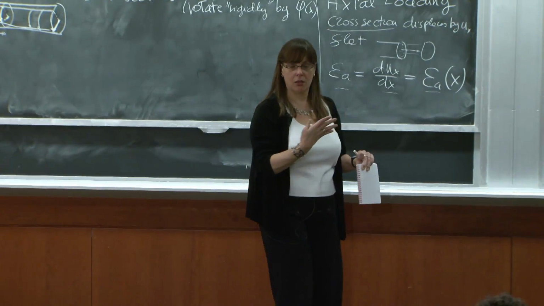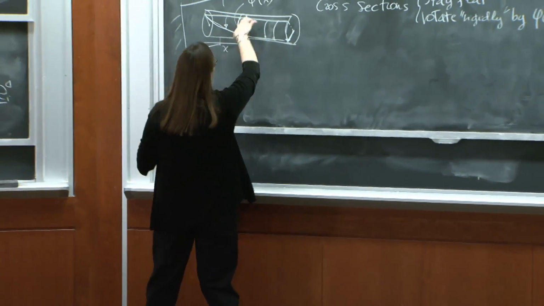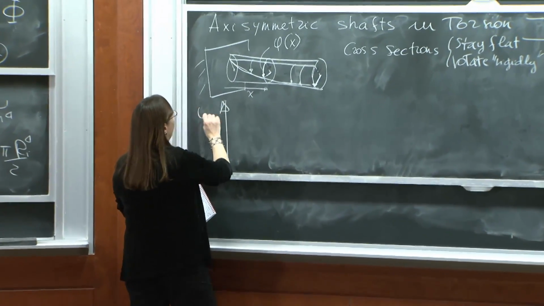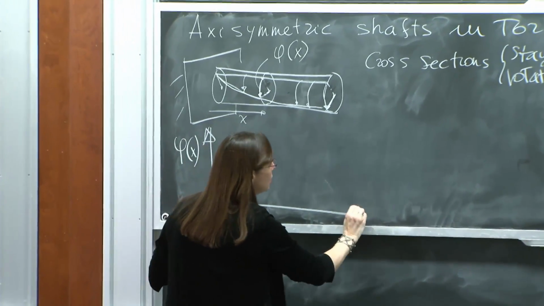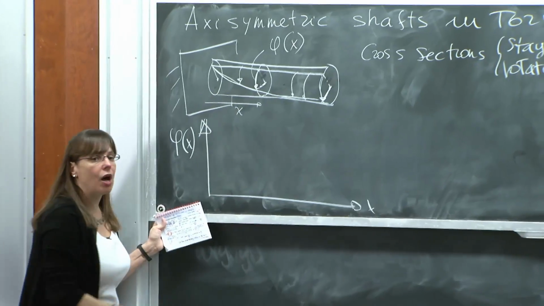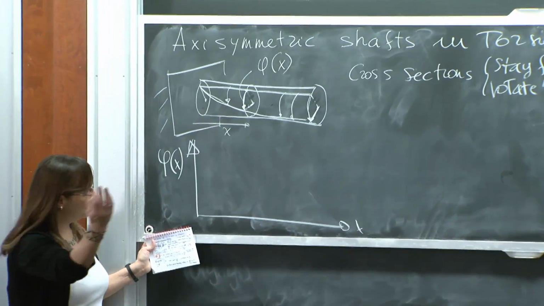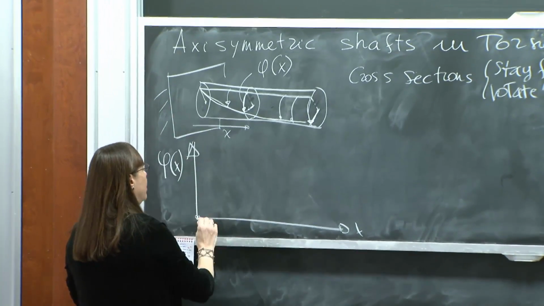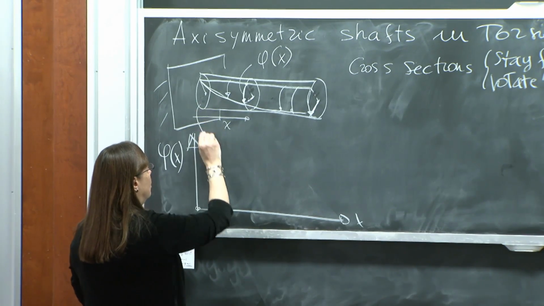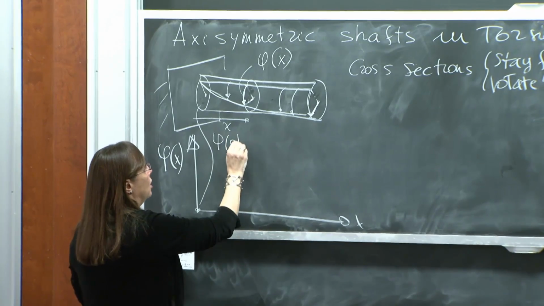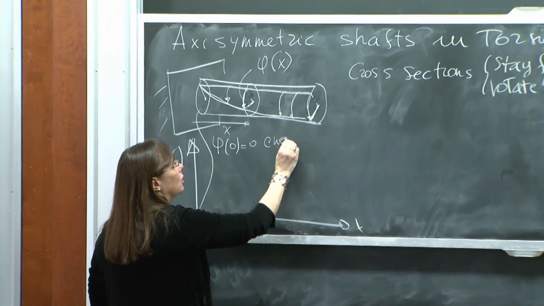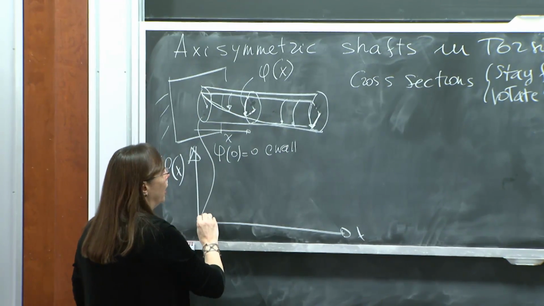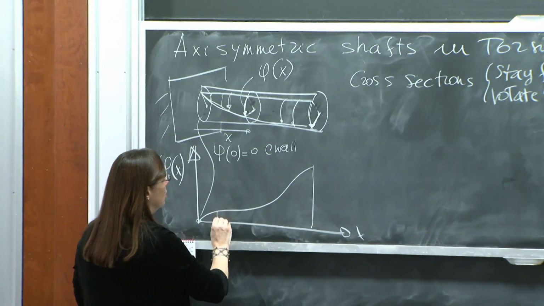You see? Okay, how much the section rotates depends on where you are along x. So for instance, if I plot phi of x as a function of x, here at the wall, how much rotation will I have? 0. Because this is a wall, at the wall, phi of 0 is equal to 0. And then I start rotating. I have a little rotation here, more, like I drew it. I'm going to have some phi of x like that.